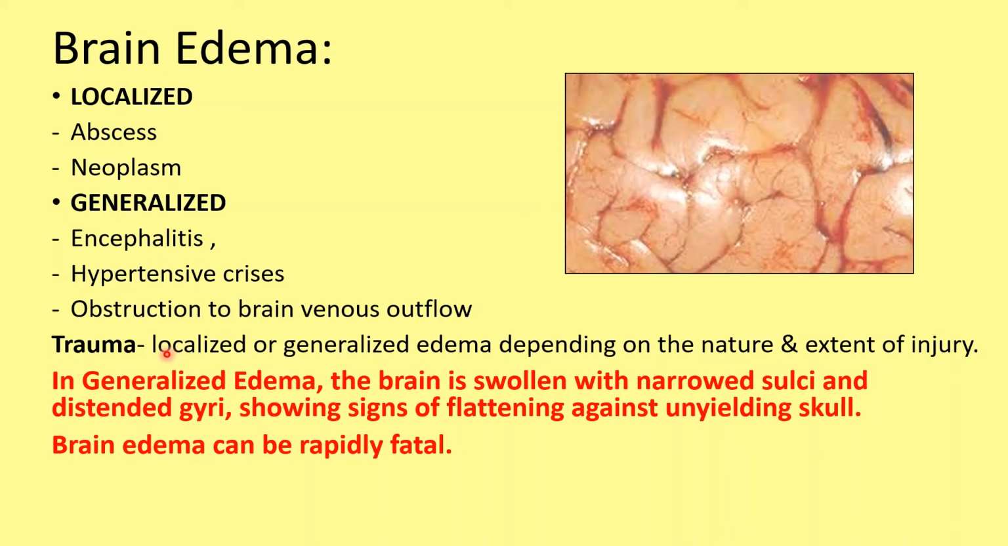In generalized edema, the brain is swollen with narrowed sulci. These are the sulci which are narrowed, and distended gyri. These are the gyri. These are distended. This shows signs of flattening against the unyielding skull. Brain edema can be rapidly fatal, as the brain substance can herniate through the foramen magnum, or the brainstem vascular supply can get compressed, leading to death.